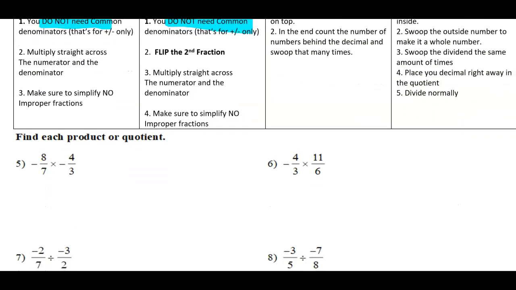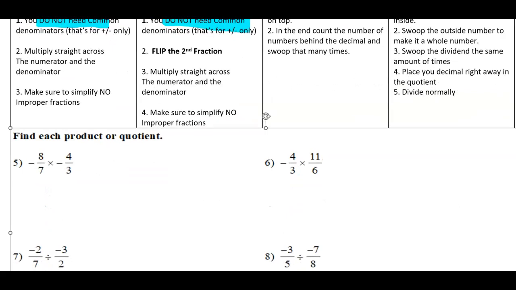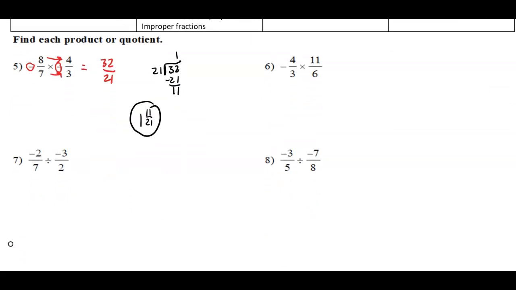So let's do number 5 together. First of all, I got 2 negatives, so I know my answer is going to be positive. So when I multiply straight across, I've got 32 over 21. That's improper. So how many times does 21 go into 32? 1 time with 11 left over. So 1 and 11 over 21 is my answer. Pause the video, do number 6. Watch out for negative signs.